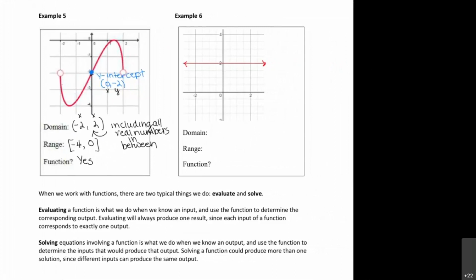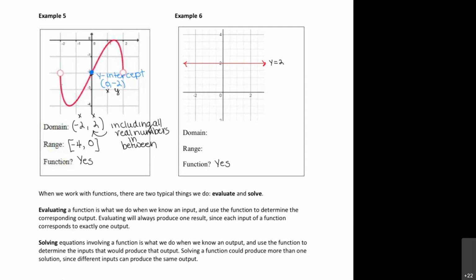Here's a really interesting function. Well, it's not really interesting, but I put it in here because I want to make a point. Is this a function? Does it pass the vertical line test? Some of you are saying yes, yes, yes. Yes, it does. It's not a very interesting function. It's a constant function. What I've graphed here is the line y equals 2.